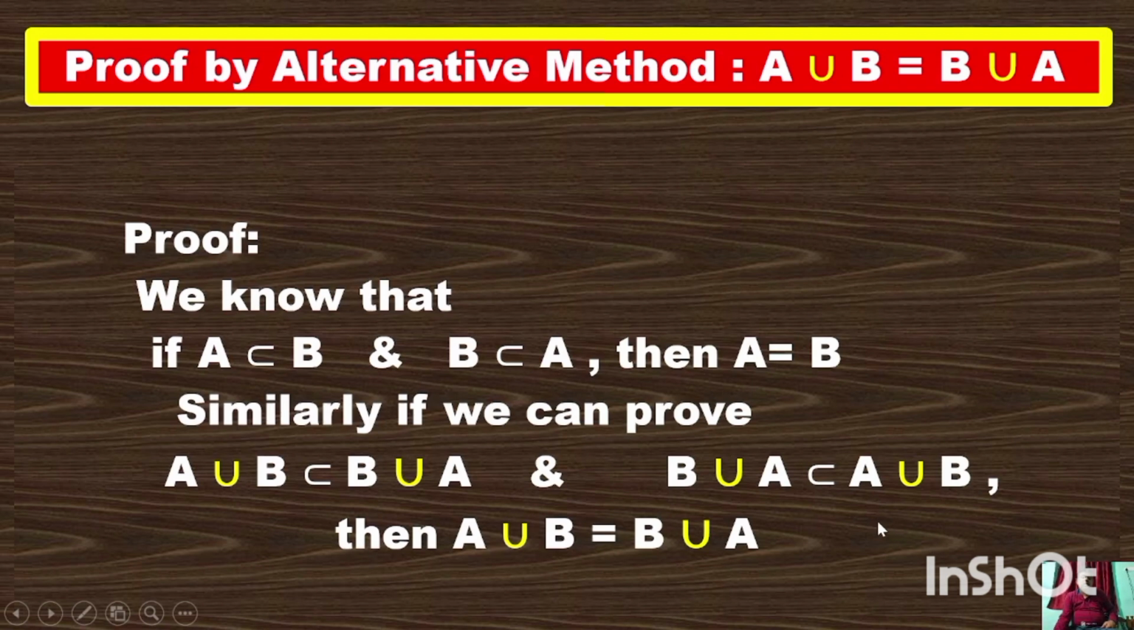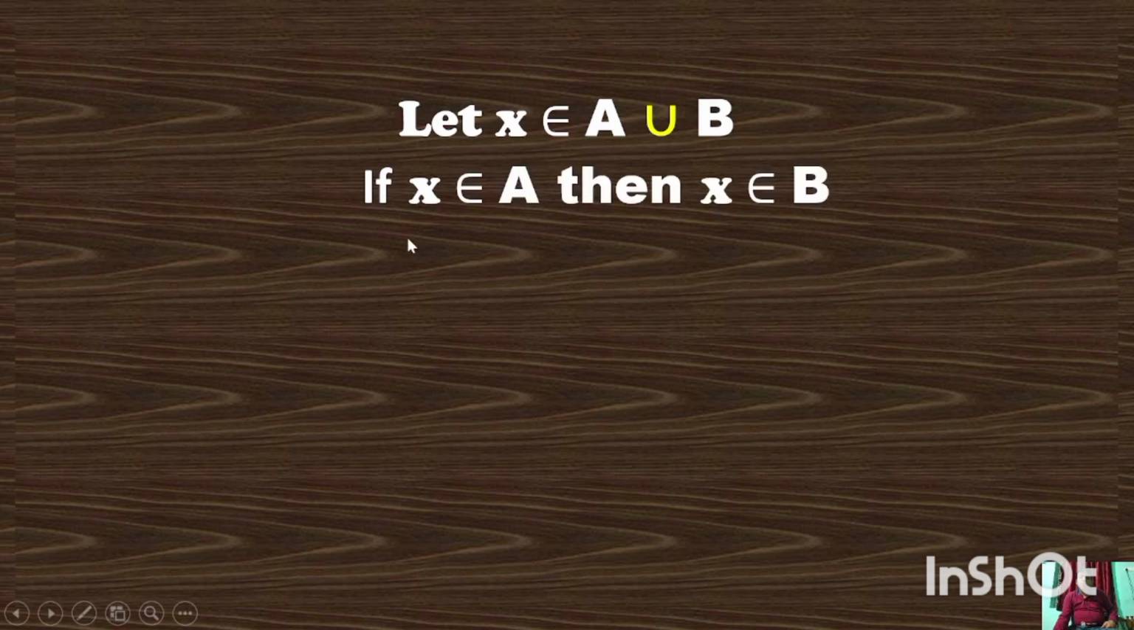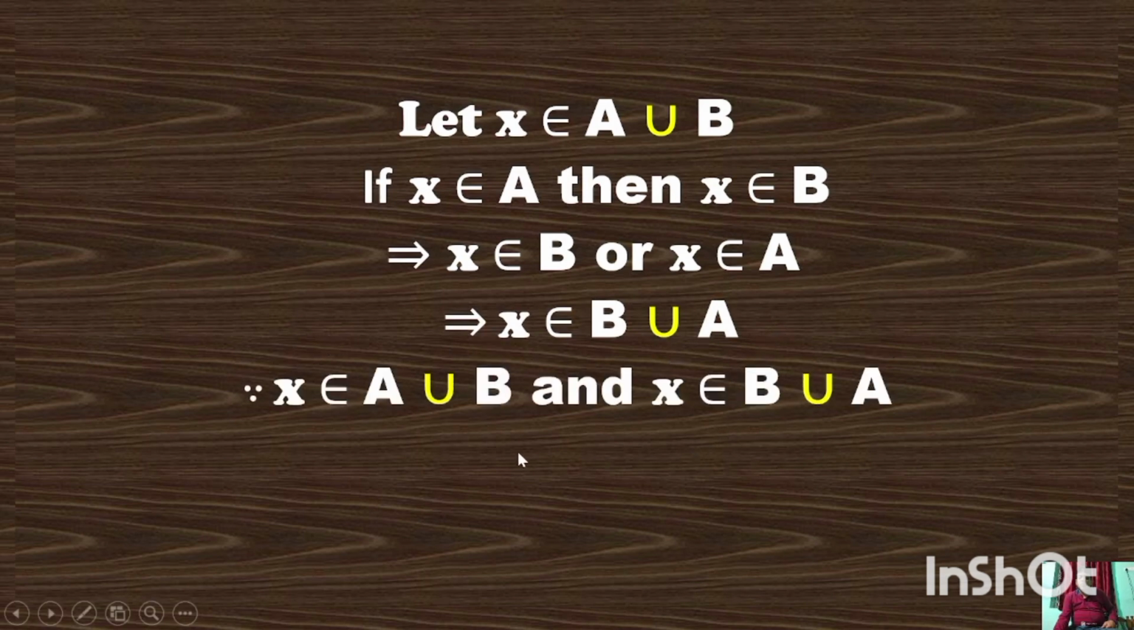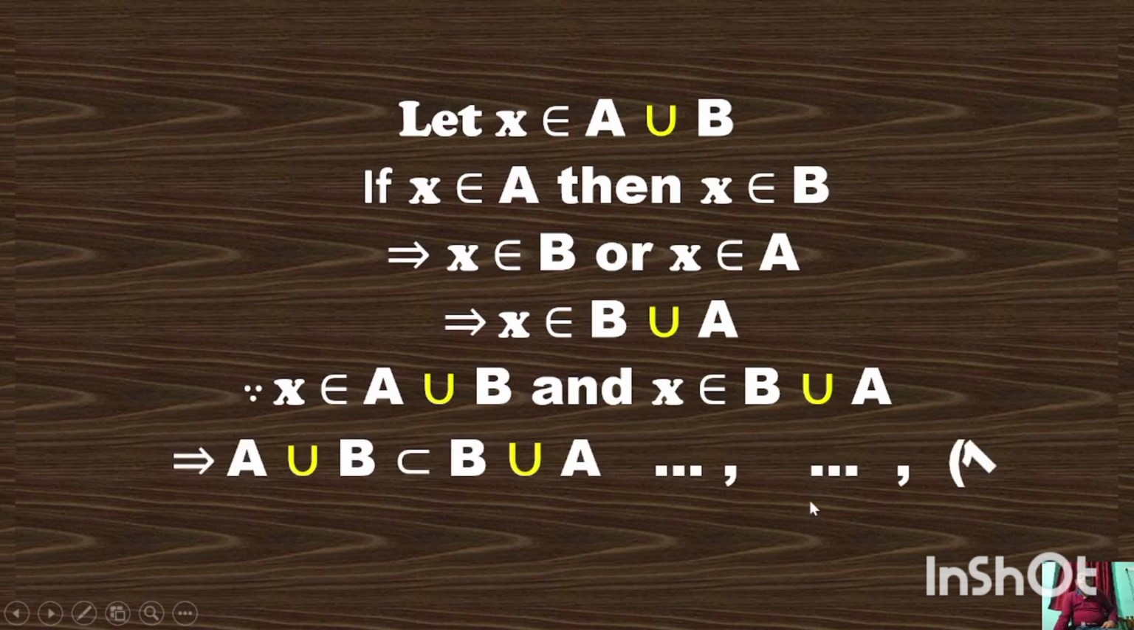Understand? So let's see A union B is equal to B union A using the property method, using set builder method, by taking an element X. Suppose X belongs to A union B. If X belongs to A union B, then X belongs to A or X belongs to B. Then X belongs to B union A. It means if X belongs to A union B, then X belongs to B union A.